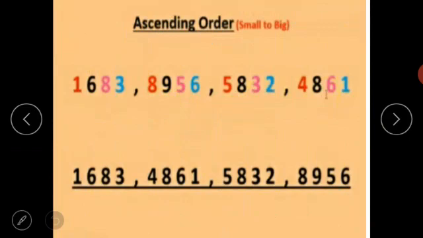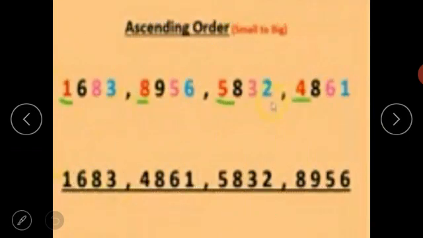Then another example of ascending order. Ascending order means small to big. So see these numbers. Read the numbers: 1683, 8956, 5832, 4861. So compare these numbers. All the numbers have 4 digits.